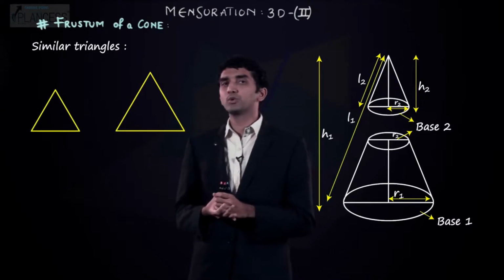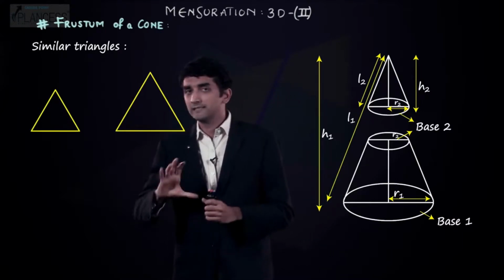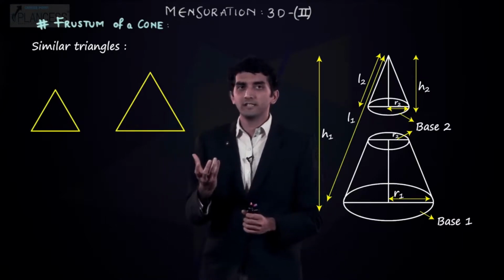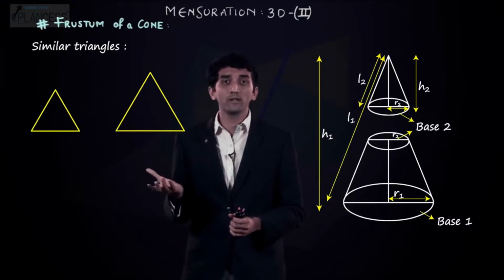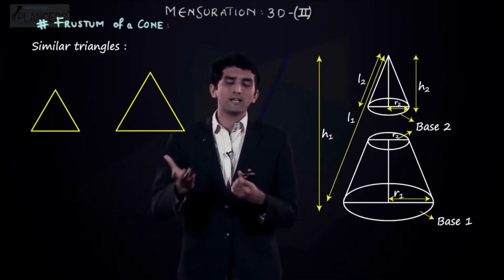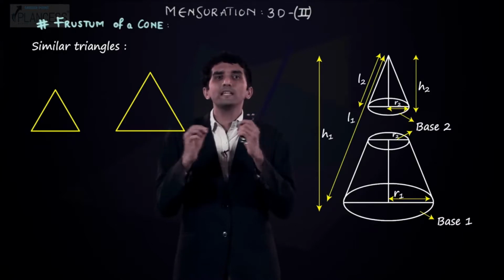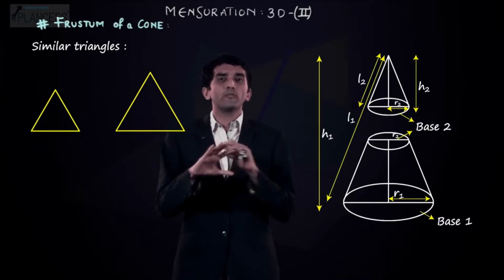So here are two triangles. So basically, similar triangles, as the word suggests, are not exactly congruent triangles. Congruent triangles are those triangles which are absolutely equal in terms of everything.